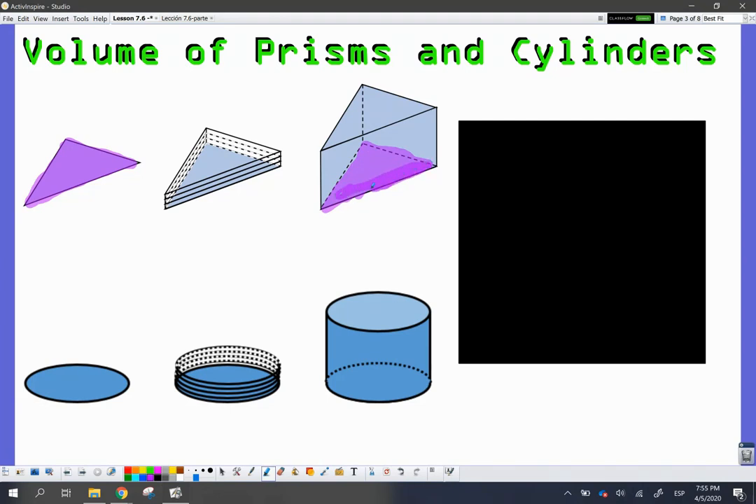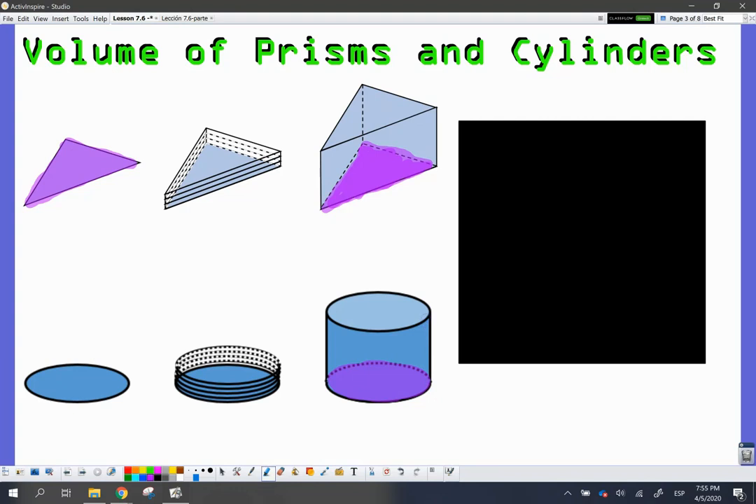We can do the same thing with a circle. If I go down here and I start with a circle and stack congruent circles right on top of that, and I keep on stacking them, eventually I'm going to end up with a cylinder where my base is a circle down here. And again, this cylinder is also going to have some height now. It's going to be some dimension tall.